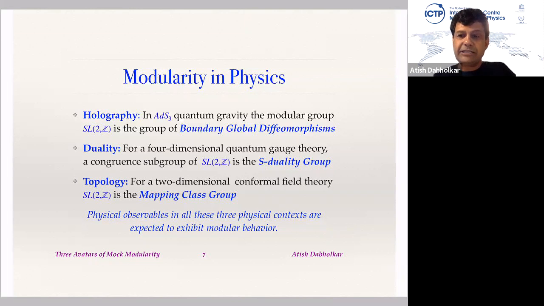If you're doing worldsheet string theory, for example, then SL(2,Z) is on a torus. Suppose you have a conformal field theory partition function on a torus, then SL(2,Z) is the mapping class group of that torus. And therefore, physical observables in all these three physical contexts are expected to exhibit modular behavior. So that's the importance of modular symmetry in physics.